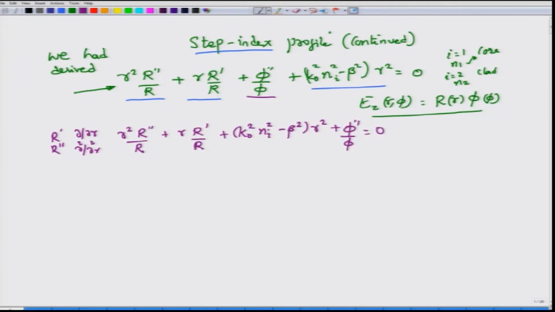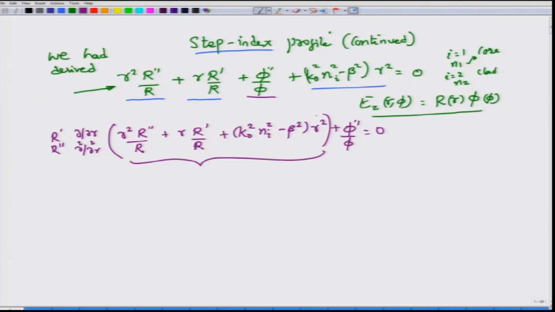Now, I have two functions, right. There are three terms which may be collectively combined into one big brace. Whatever is in this brace is a function only of r. So, I can change the value of r, I can go from core to cladding, I can do whatever I want with the small coordinate r.